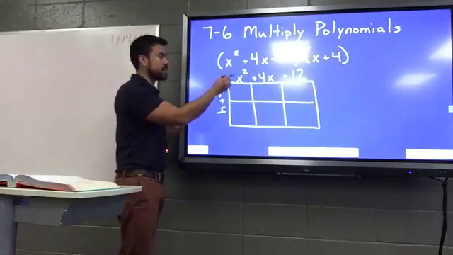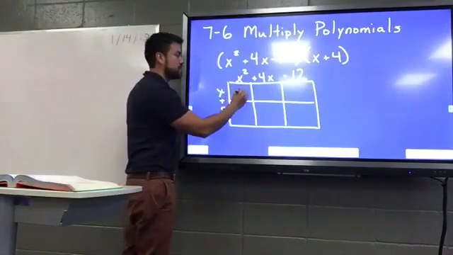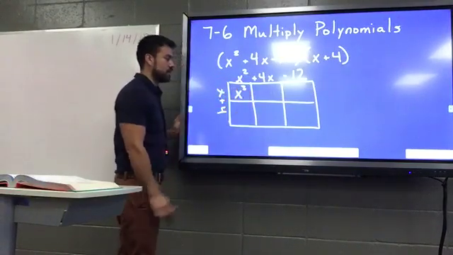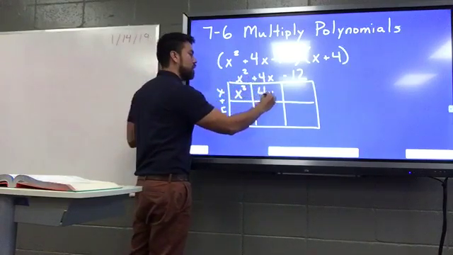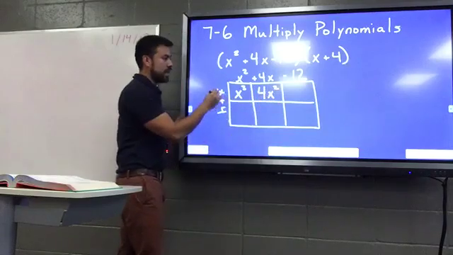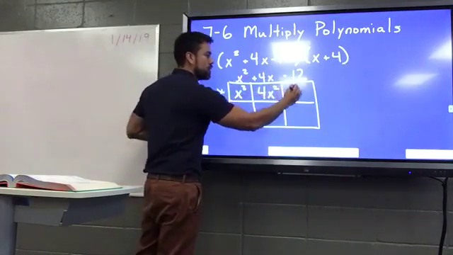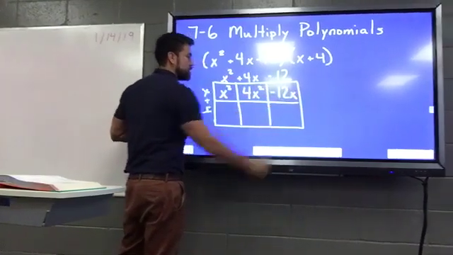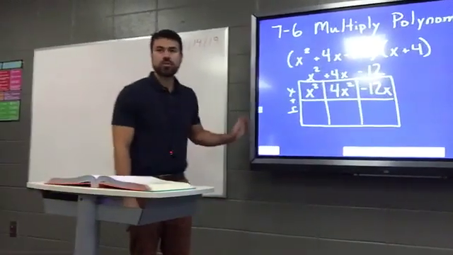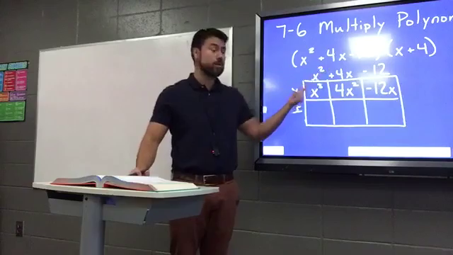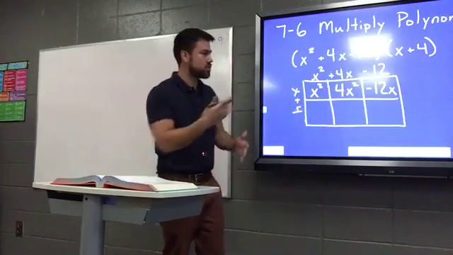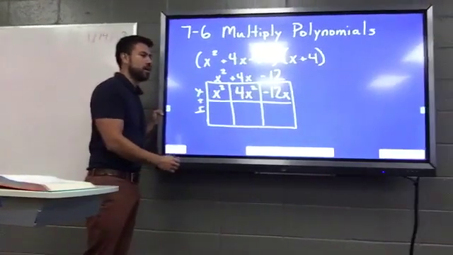What's x times x squared? X to the third power, x cubed. What's x times 4x? 4x squared. What's x times negative 12? Negative 12x. Okay, so you get those 3 products. And again, you've done this before. You did it with just binomials, but it's the same thing with trinomials. You just have an extra 2 products.